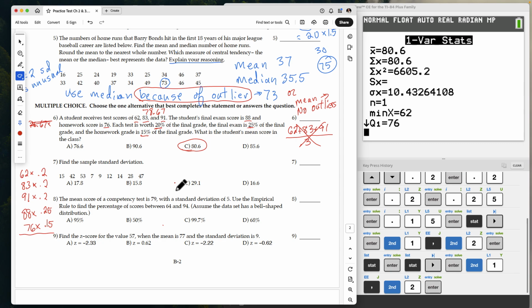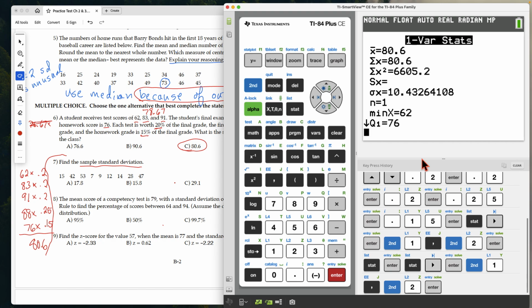Okay, now we're back to this. So we got 80.6, we did all that. Find the sample standard deviation. Now this is a key part. This is a sample, not a population. So we're going to get 2 standard deviations whenever we calculate. So let's go ahead and do that.